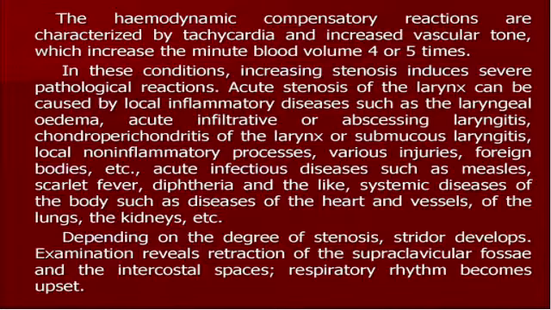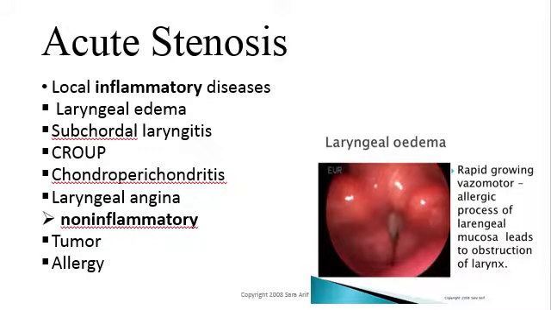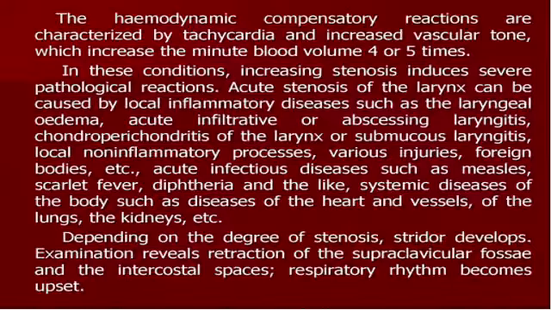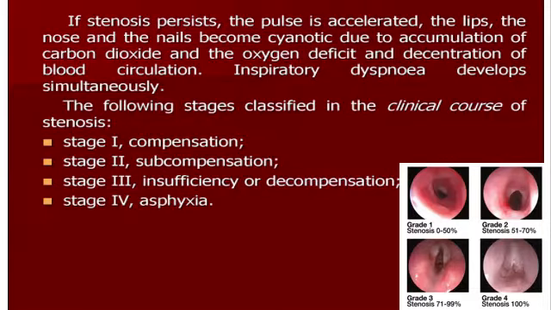Examination reveals retraction of the supraclavicular fossa and intercostal spaces, and the respiratory rhythm becomes upset. If stenosis persists, the pulse is accelerated, and the lips, the nose, and the nails become cyanotic due to accumulation of carbon dioxide, oxygen deficit, and decompensation of the blood circulation. Inspiratory dyspnoea develops simultaneously.